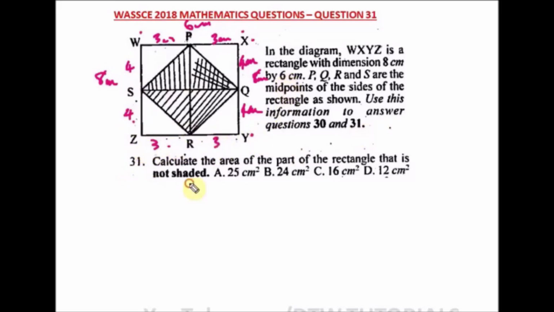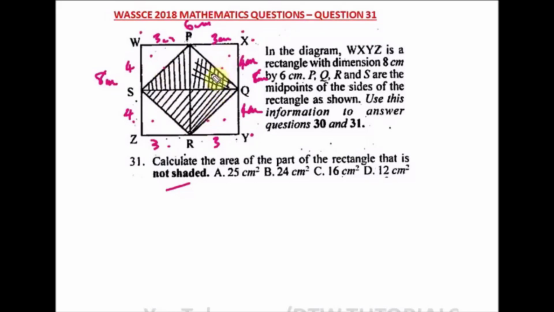Okay. So the question says, calculate the area of the part of the rectangle that is not shaded. So we have to calculate these parts that are not shaded. All right, this part, and we remember that this is a rhombus. Okay, so these sides are equal.